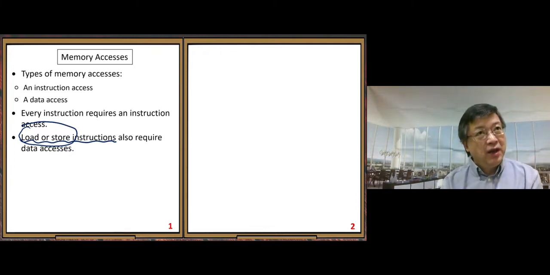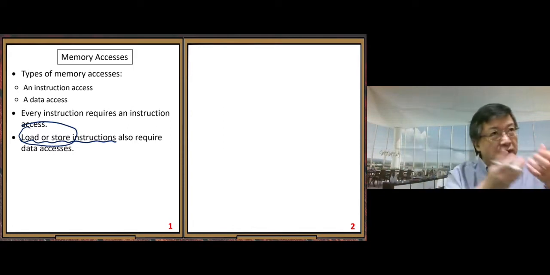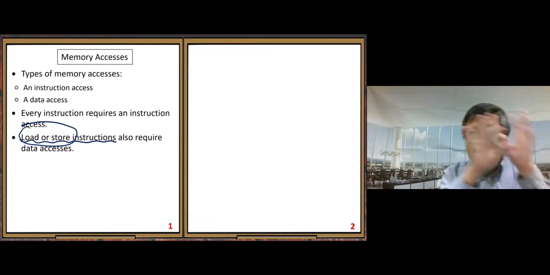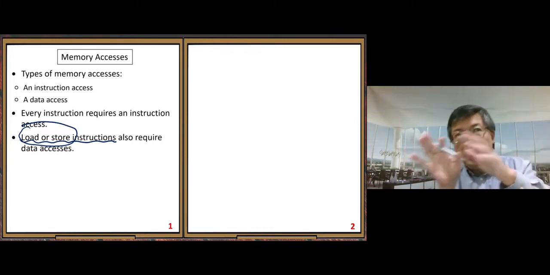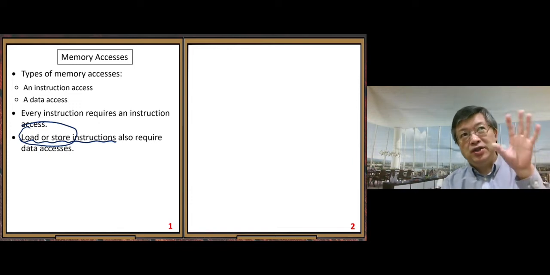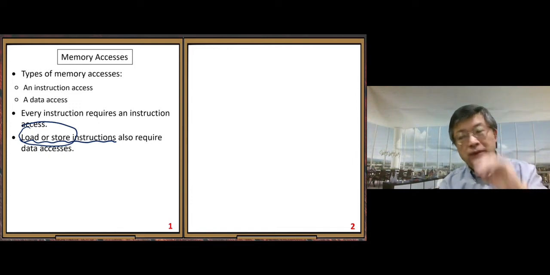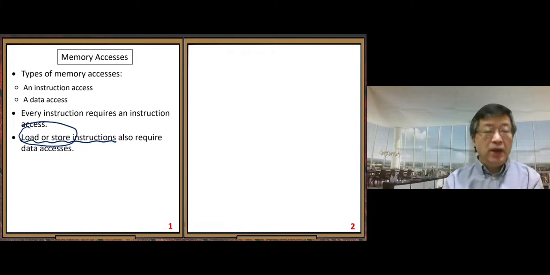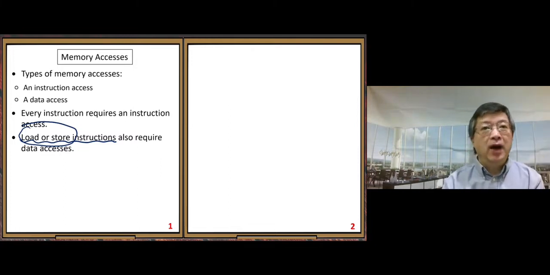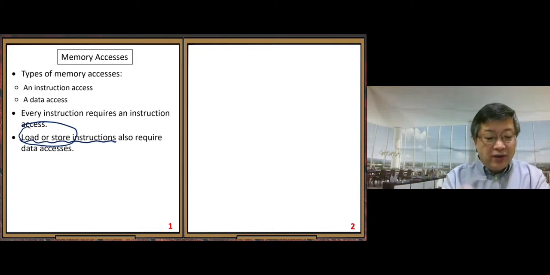Typically, the instructions that need data accesses are of two types: load instructions and store instructions. Load is the data read operation, reading data from main memory. Store is the data write operation, writing data to the memory. Read and write are the two typical data access operations.